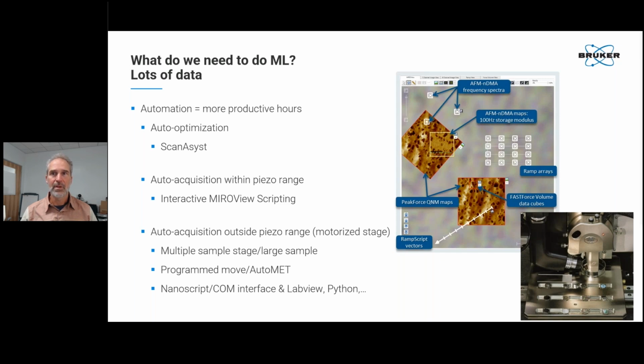So one thing you can do is work with, say, a large sample or multiple samples on a chuck, which can then be moved around, and then the AFM can engage on each one. And there's a couple of different ways to do that. One is using a scripted stage motion scripting method like program move, which is included with all our AFMs, or AutoMet, which is an extra cost but much more flexible. And that can be set up to drive to different locations.